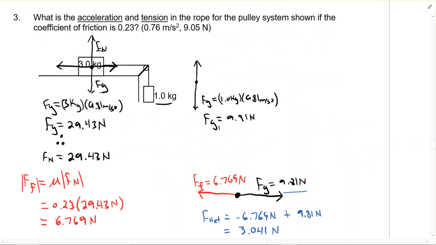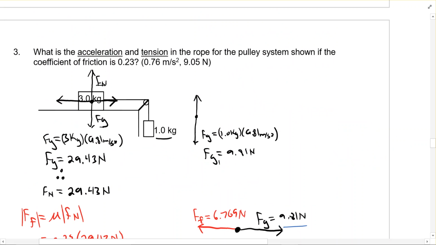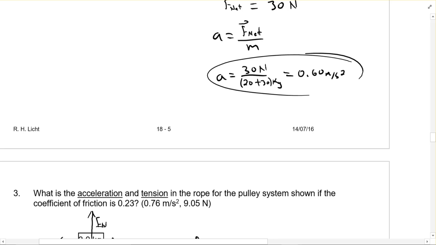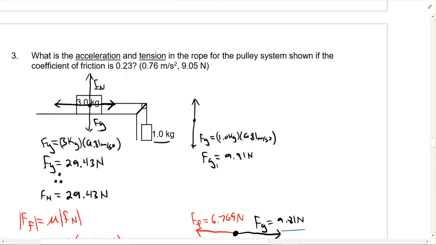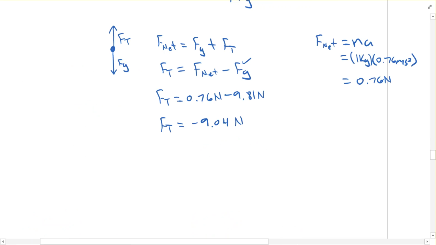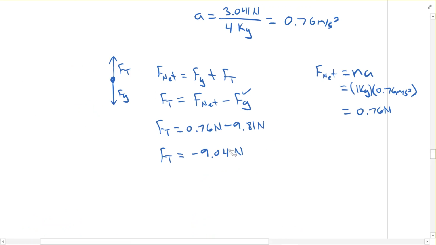newtons. And what should my sig digs be? I should probably only have 2 sig digs, I bet. Yeah, because coefficient of friction here, and our numbers only have 2, so my answer should have only had 2 sig digs. So this should have just been 9.0 newtons, and it's in the negative direction, so it's pulling up, which makes sense.